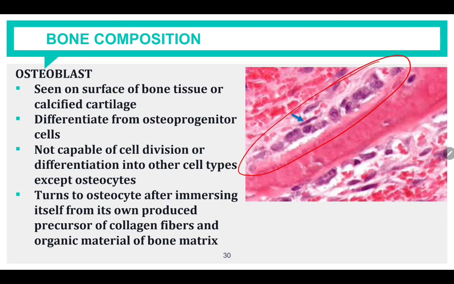They differentiate, okay, they came from the osteoprogenitor cell and they are not capable of cell division or differentiation into other cell type except the osteocyte. So osteocytes lang talaga ang isang osteoblast will turn into. Ang mangyari yun is, since ang osteoblast will make its own bone matrix, eventually, it will immerse itself in its own produced precursor collagen fibers, and it will settle down in its own individual lacuna. So, during the time na mag-settle down na siya sa kanyang lacuna, ang tawag na sa kanya is osteocyte.